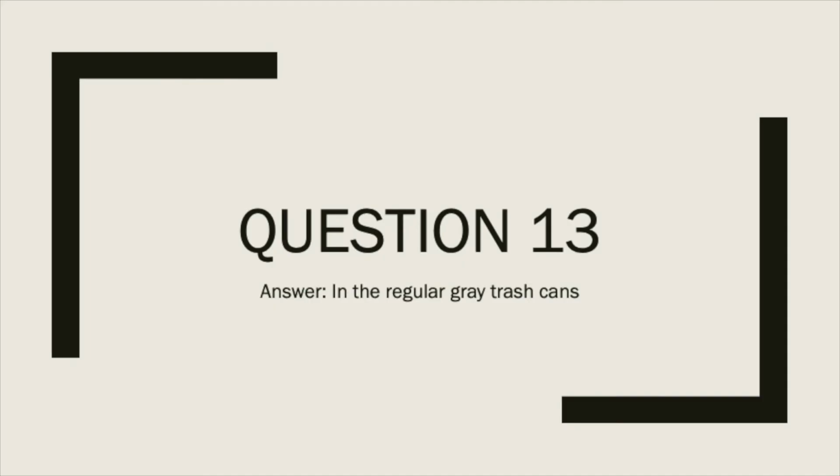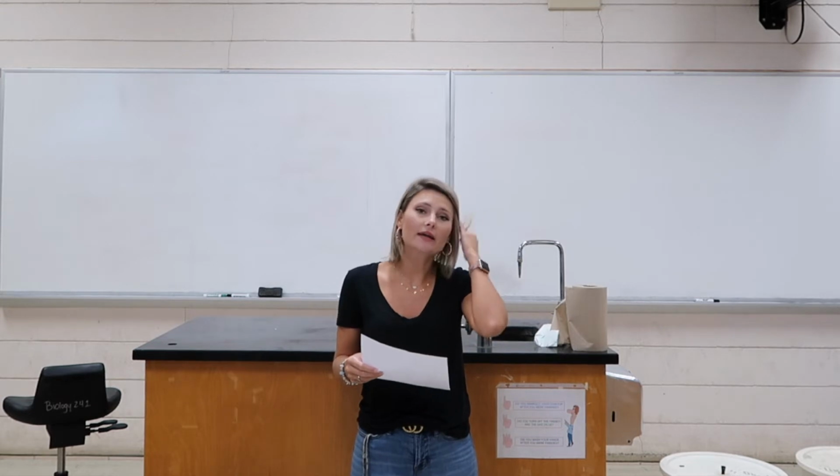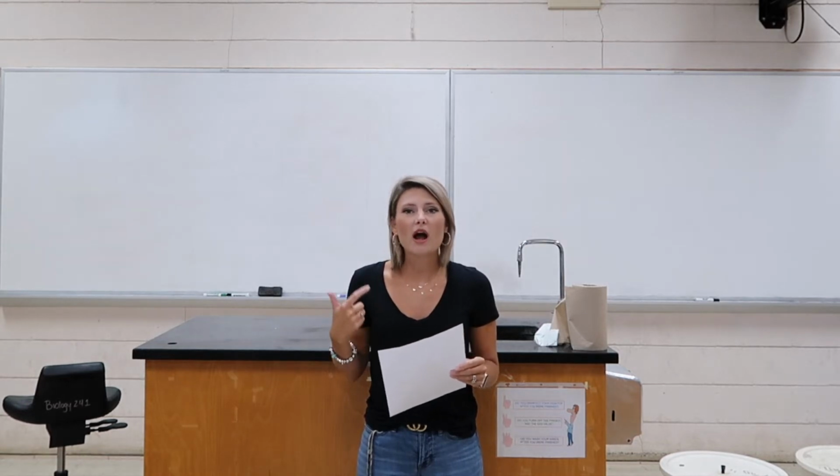Number 13, where is regular trash discarded? And this is just going to be in the regular gray trash cans. We have 2 trash cans in here, one at the front of the classroom and one on the back side beside the sinks. They're gray trash cans. This is where paper towels, chem wipes, those kind of things are going to be discarded. Okay, so when you disinfect your workbench, use chem wipes to wipe down your microscopes, those are the things that are going to be put in the regular trash.